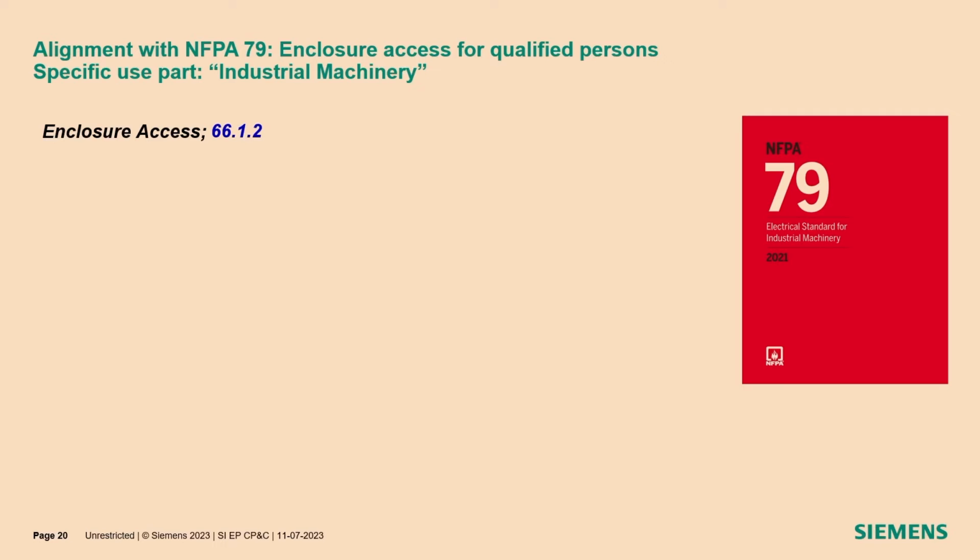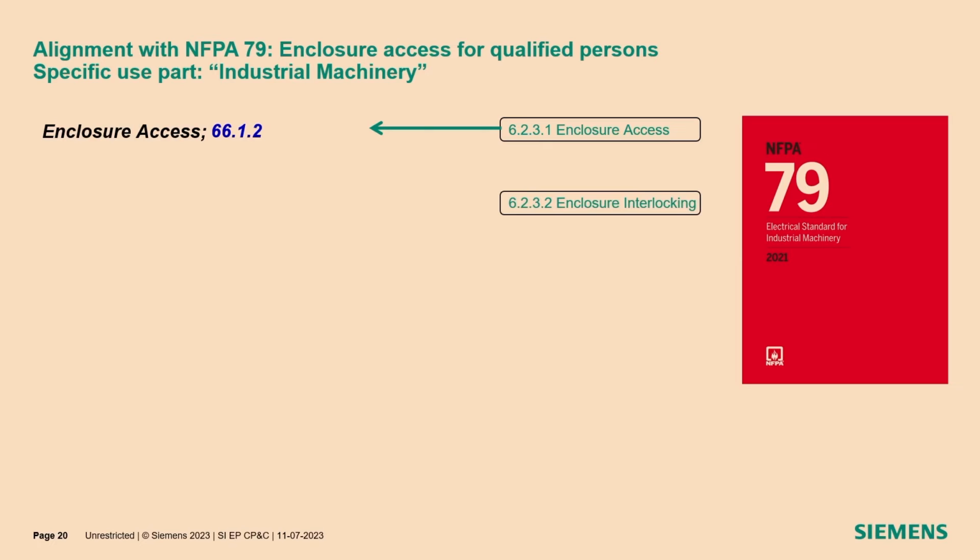And what they did, they took the chapter 6.2.3.1, enclosure access, from the NFPA 79. I mentioned this in the beginning. And they copied it one-to-one, 100% directly into chapter 66.1.2. And this is not enough. They also took another one, chapter 6.2.3.2 from the NFPA 79, and they copied it directly into 66.1.3. It is very great. There's no mismatch anymore. I like it, I love it, it's perfect.